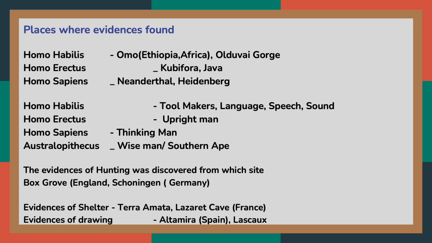The evidences of hunting are found from the site Boxgrove, England, and the other site is from Germany. Evidences of shelter are found from Terra Amata and the Lazaret Cave of France. Evidences of drawing are found from Altamira, Spain, and Lascaux.